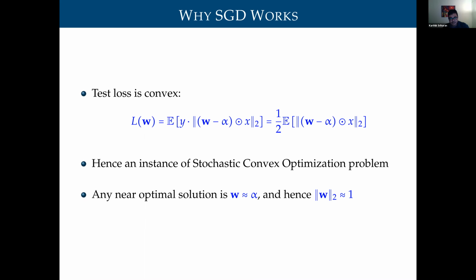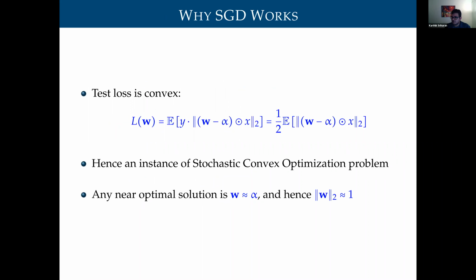So, looking at this loss at the very end, you can easily convince yourself that the optimal solution, in fact, is alpha, because the quantity on the right-hand side is non-negative. It's the norm of something, and when W is equal to alpha, it's 0. Because the X's are just random 0, 1 with equal probability, essentially the optimal solution is exactly W equal to alpha. In fact, any solution that is even near optimal has to be really close to alpha. And because of that, any solution that's near optimal should have a norm that is roughly close to 1.